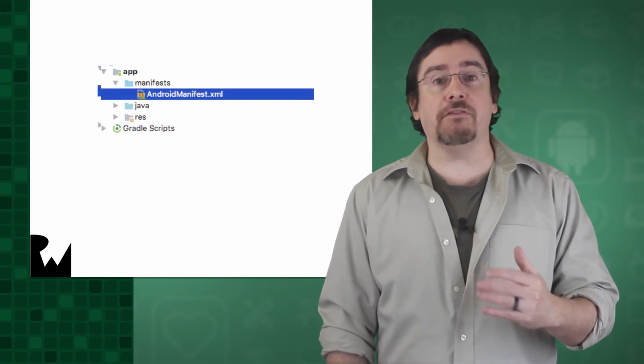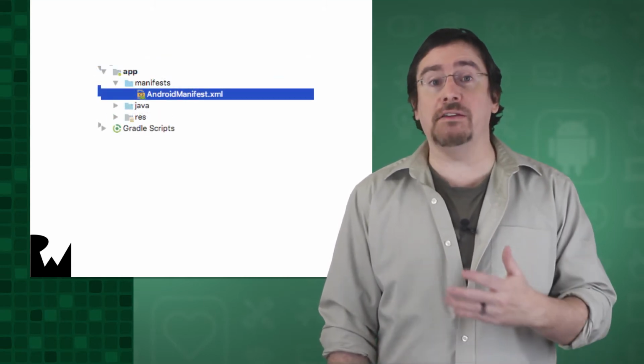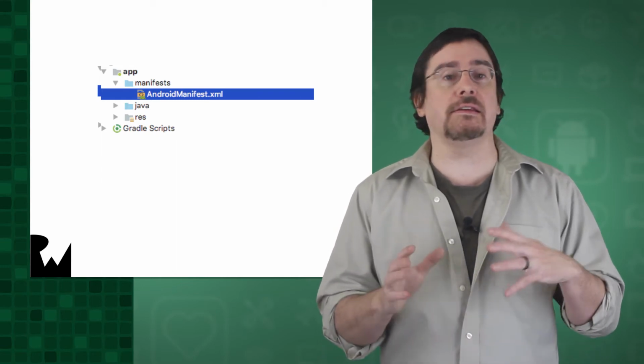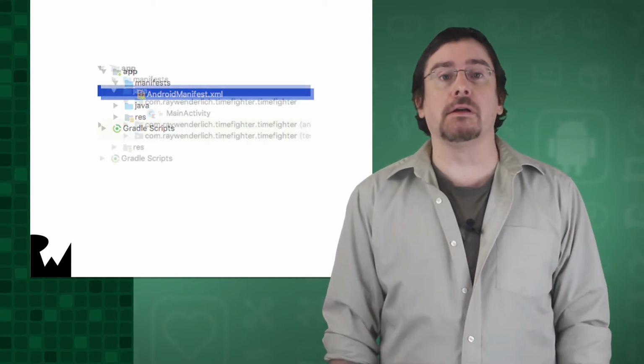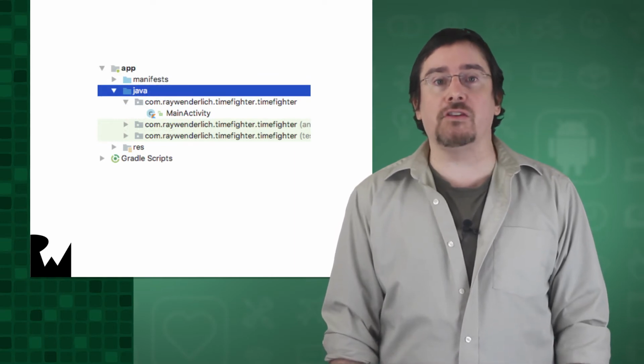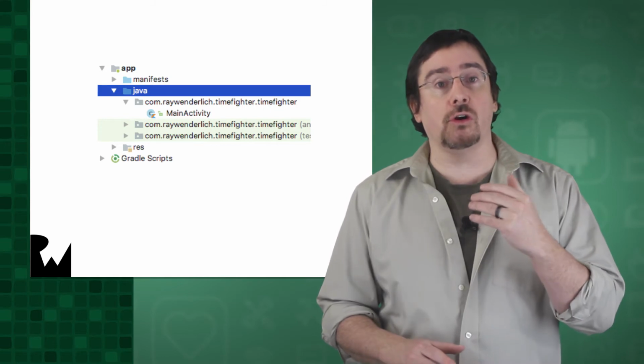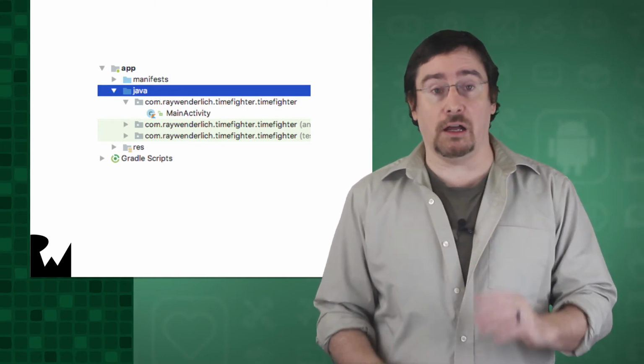The AndroidManifest.xml file provides important information required to run your app. Basically, it contains the configuration of your app. The Java directory contains the source code for the project. Even though it's called Java, the source code that we'll be using will be in Kotlin.